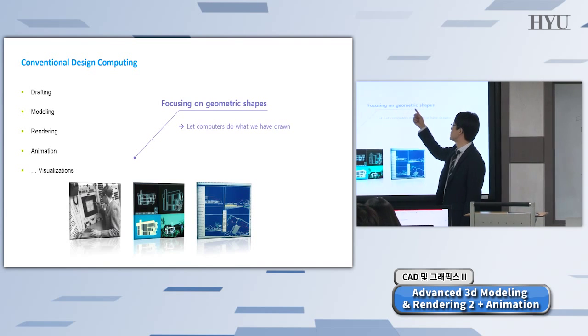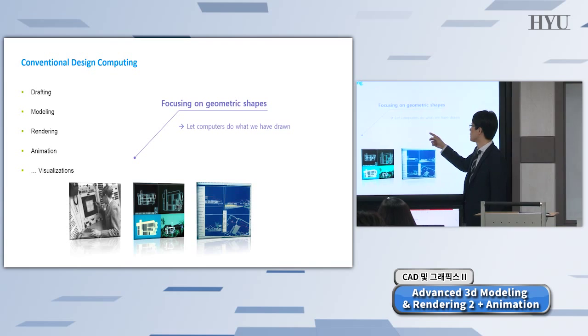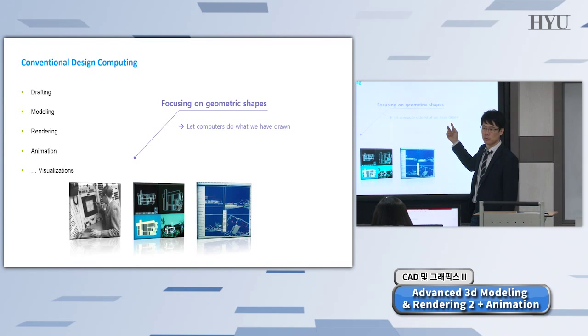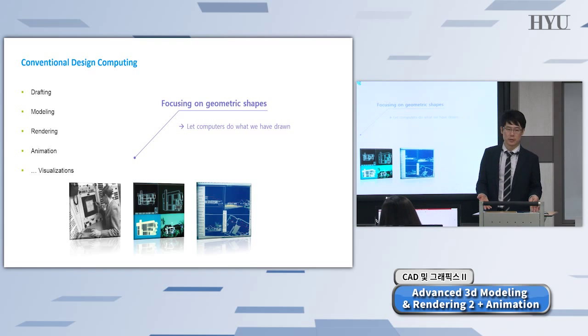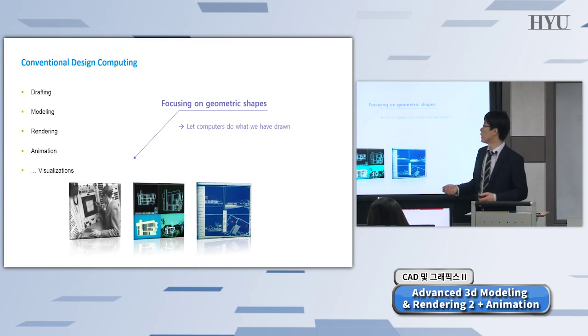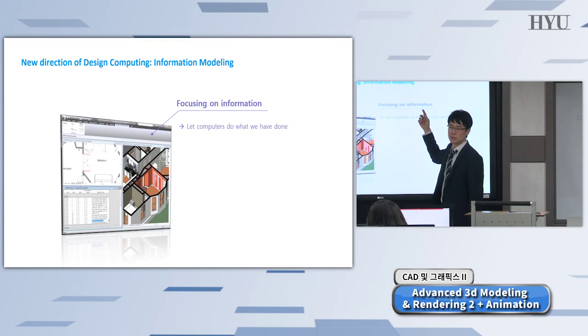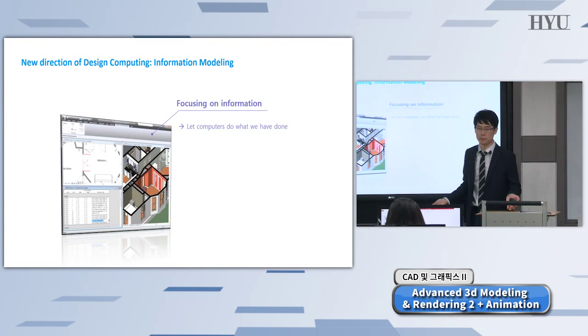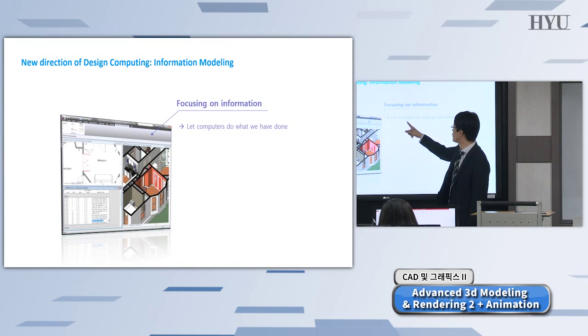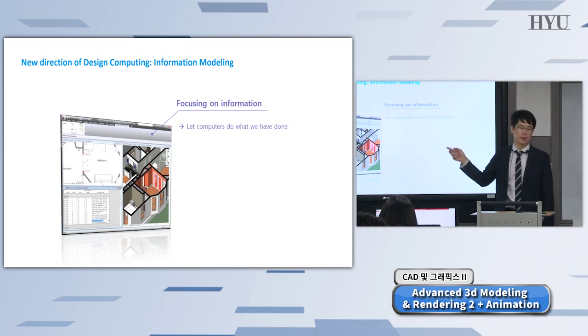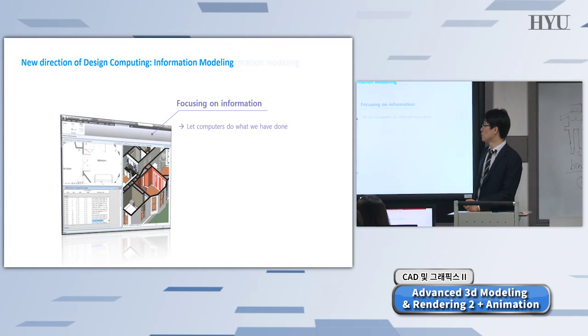Take a look at this one. When you focus on geometric shapes, we use computers for doing what we have drawn, okay? You need to draw floor plan, axonometric, but if you have computers, you draw axonometric or 3D floor plans by AutoCAD, okay? But think of some smart way. What's the smart use of computers? Focusing on information, okay? Focusing on almost everything for designing and construction. Let computers do what we have done, okay? In terms of building life cycle. That's the point and the focus of this approach.